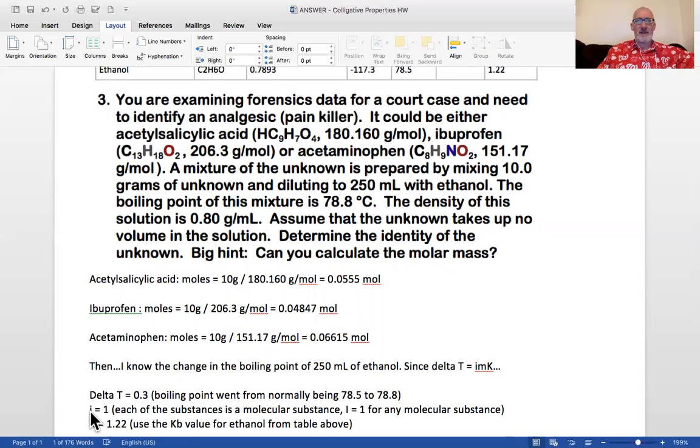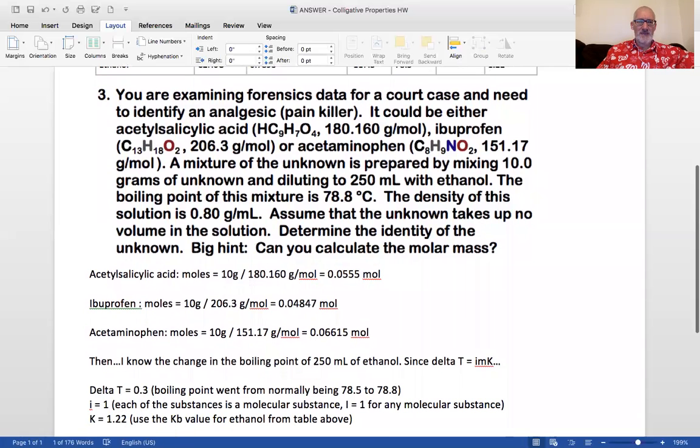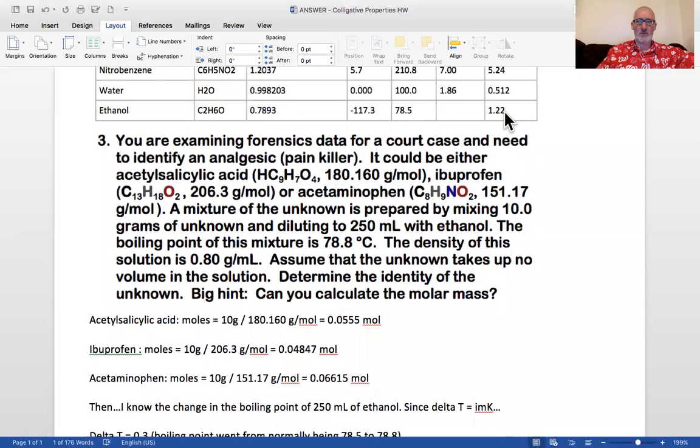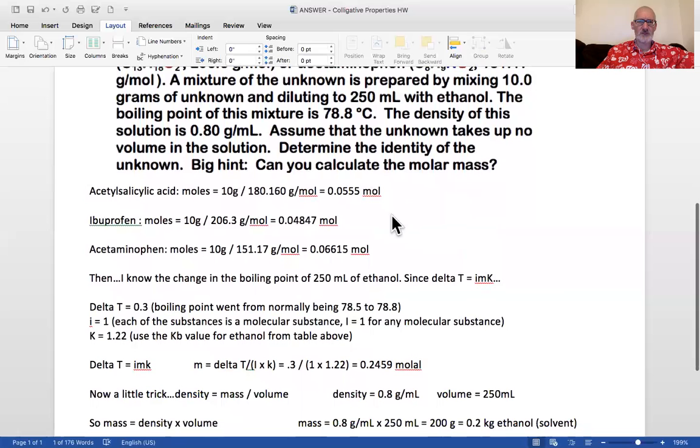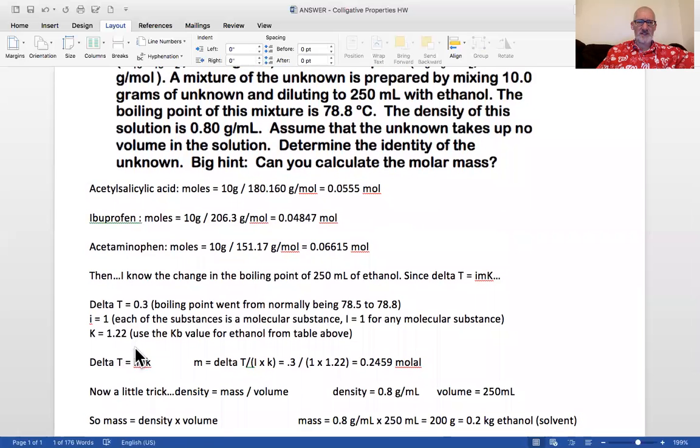And so the i, the van 't Hoff factor, is going to be 1 for all substances that are molecular in nature. And then we use the Kb value because we're talking about the boiling point elevation, and Kb from the table above was 1.22. So at this point, I've got enough information to plug into my delta T equals i m K. I know delta T, I know i, and I know K. So all I did was I rearranged for m and just basically divided over the i and the K. And so I ended up with a molality of 0.2459.